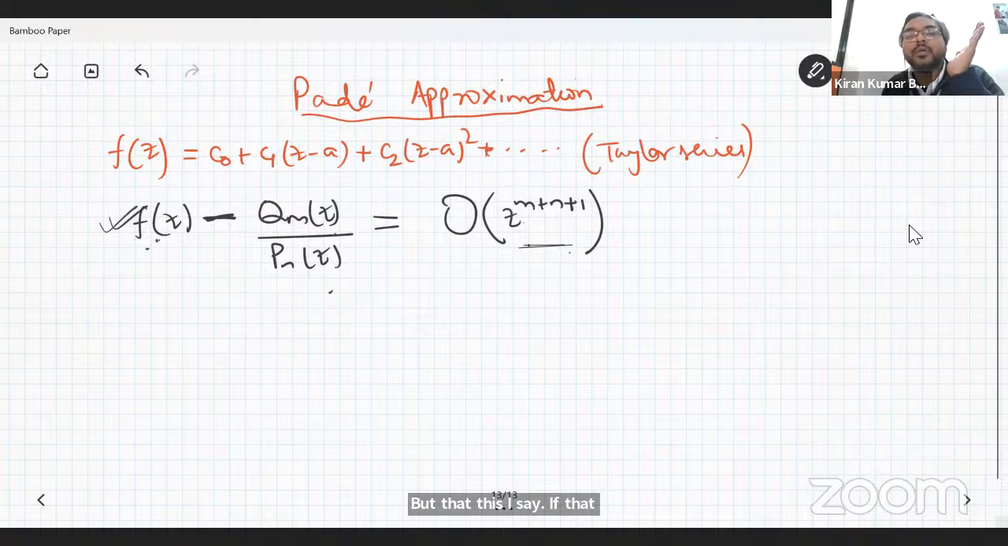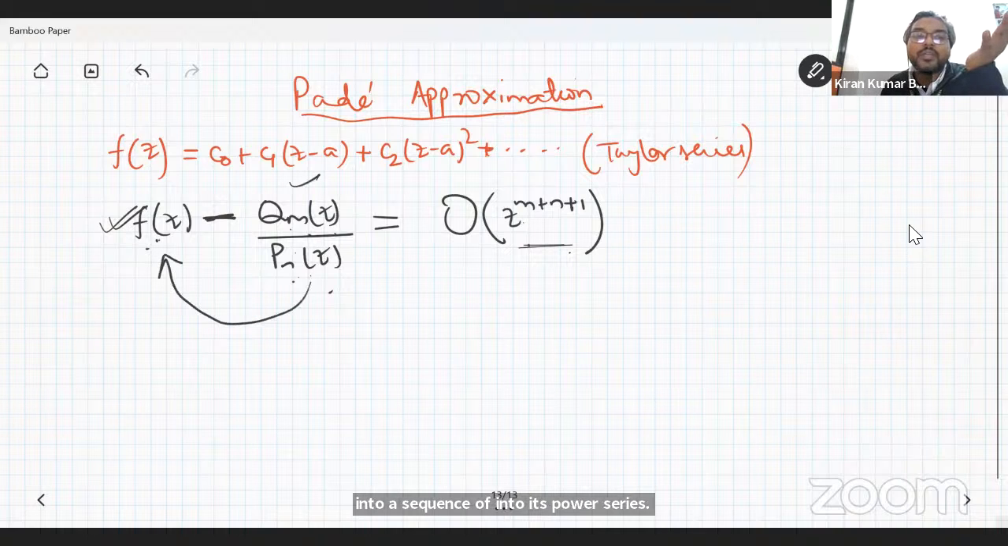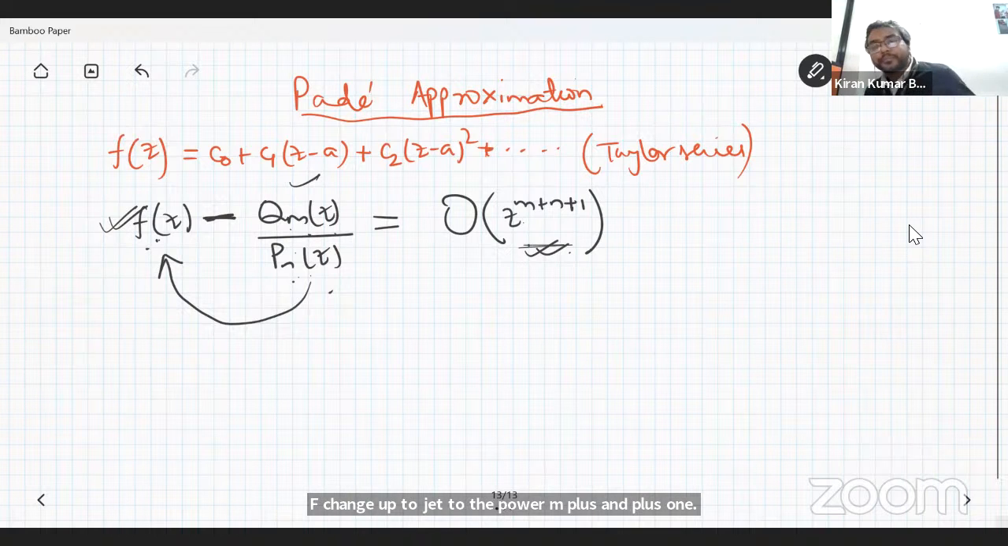This is my condition. So which Q_m and P_n to choose? I'll choose such Q_m and P_n that when I develop this rational function into a power series, this power series should agree with the power series of f(z) up to the z to the power m plus n plus 1 term. So this is my condition, right? This is the idea of rational approximation.